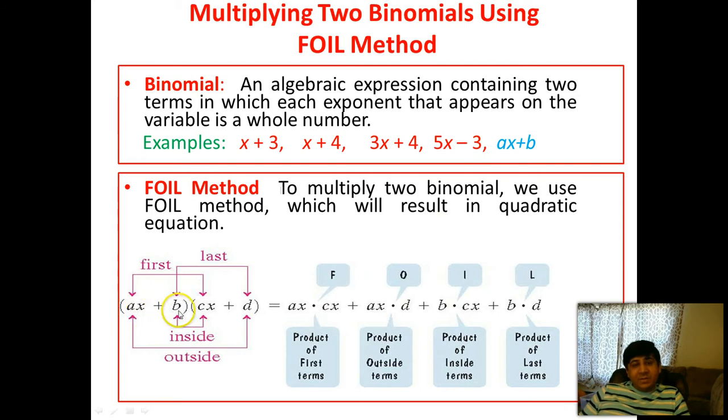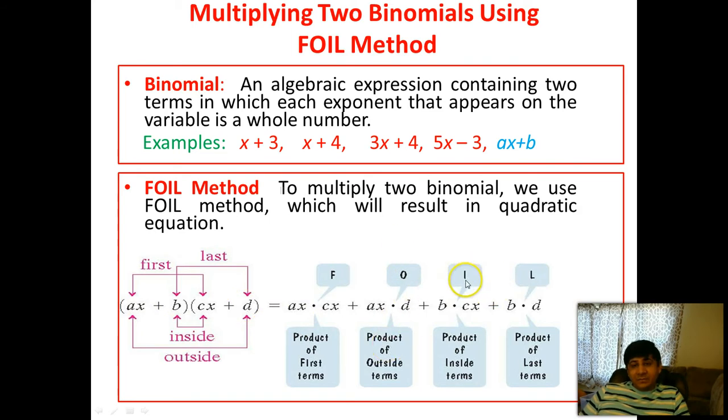We have ax plus b multiplied by cx plus d. So it turns into FOIL. F stands for the product of the first terms, so the first term ax times the first term cx. Then we move on to the product of outside terms, represented by O. The outside terms are ax and d, so ax times d is our O.